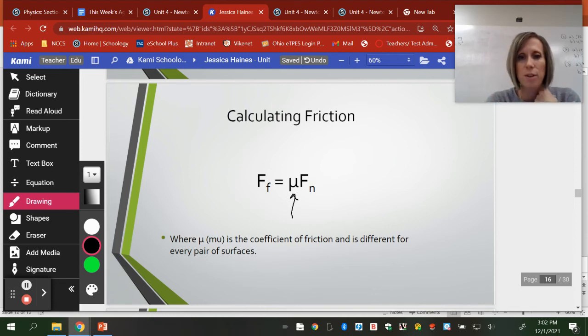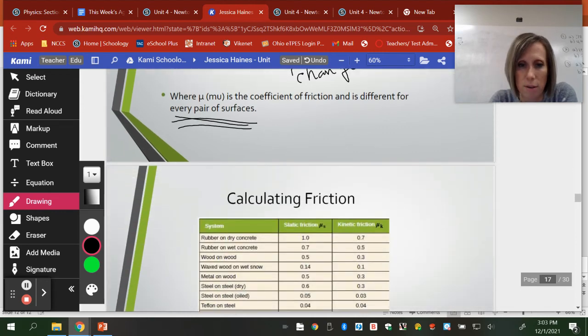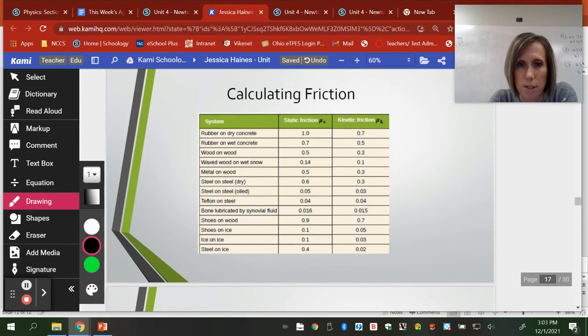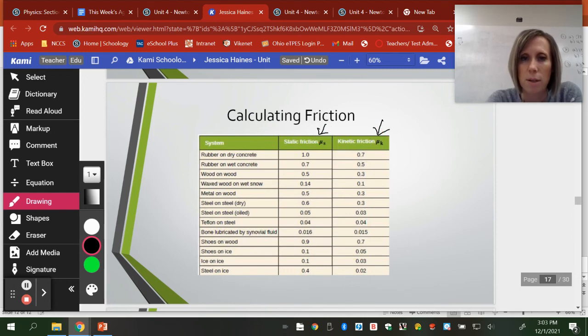So this value changes depending on the surfaces. Every pair of surfaces has a different coefficient of friction. Let me see if I have it in here. I guess this is a good example. This value changes depending on what the substance is. So coefficients of static friction are mu sub s, and coefficients of kinetic friction are mu sub k.